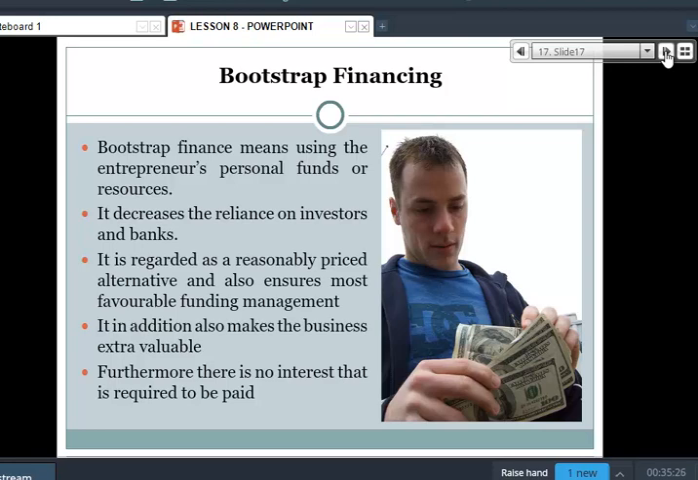So it helps to decrease dependency on investors and financiers. It is regarded as a reasonably priced alternative and also ensures the most favorable funding management. It also makes the business more valuable, the money you get, the money you value later on. Furthermore, there is no interest required to be paid. There is no tax, no interest rate, no percentages, and so on.